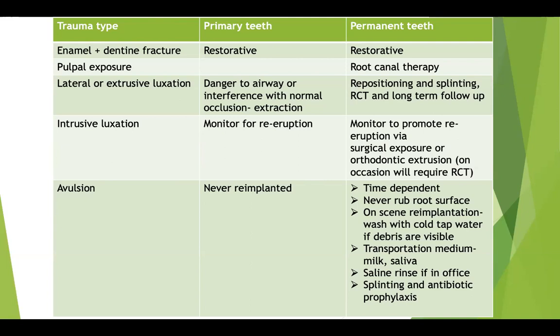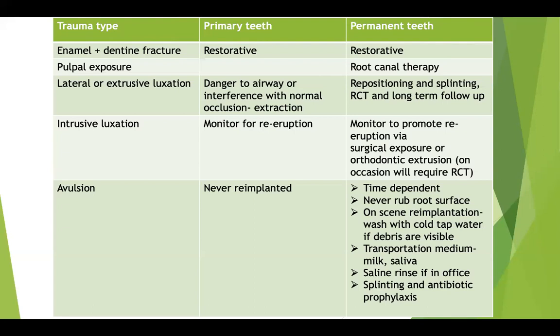Intrusive luxation, we are going to monitor. So when the tooth is intrusively luxated, so it's embedded into the alveolar bone, for the primary teeth, we're going to have to monitor for the re-eruption. And then for the permanent teeth, we're going to monitor to promote the re-eruption. So we have to monitor and see if it's going to re-erupt on its own, or does it need surgical exposure or orthodontic extrusion. And it depends on the case afterwards. Like I said, monitor, and then you can decide if you need root canal therapy.